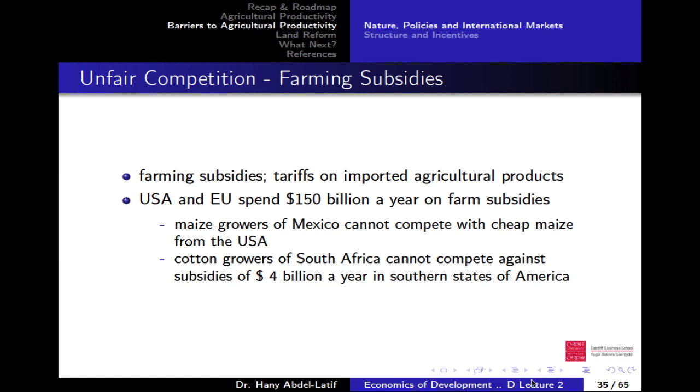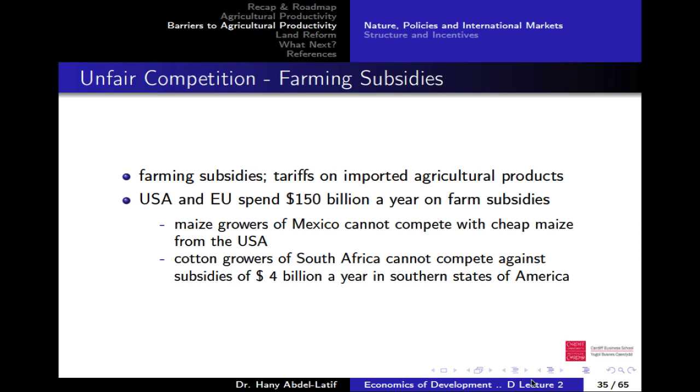So we talked about land-labor ratio, the geographical factors, also urban bias in terms of policies, etc. There's one more reason, which is the unfair competition between developing and developed countries. It's very well known how developed countries protect their farmers. They protect their agriculture sectors in terms of subsidies, how much subsidies they give them. So the USA and the EU spend $150 billion a year on farm subsidies.